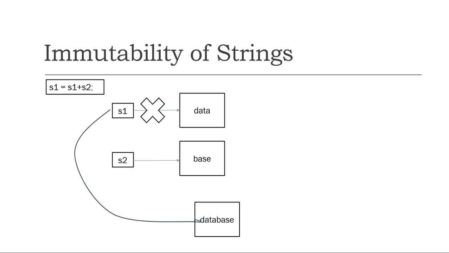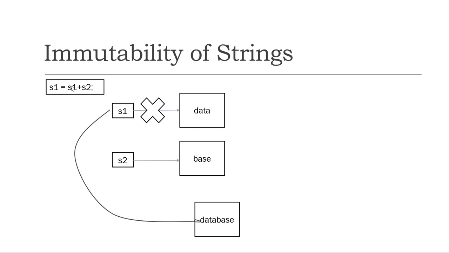So let us understand with the help of the diagram. When we created the s1 object, it created one memory location and stored the value data. When we created another object s2, it again created another object inside the memory and stored that value. But when we performed s1 plus s2, JVM internally created another block and stored those values here.